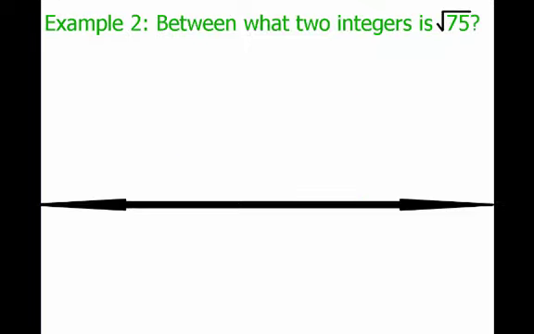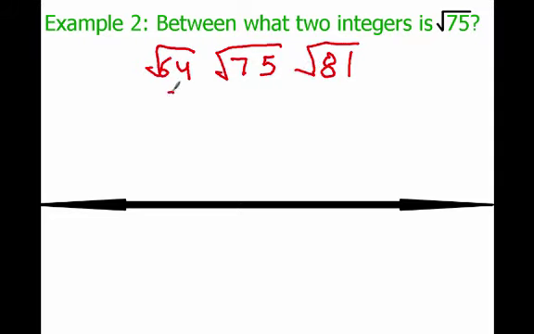Second example says, between what two integers is the square root of 75? So we know that the square root of 75 is not a perfect square. What we want to find here is, what are two perfect squares that 75 is between? If you look at your table, you see that just bigger than 75 is 81, and just a bit smaller than 75 is 64. All right? If we take the square roots of all three of these numbers, the square root of 64, that's 8. The square root of 81, that's 9.